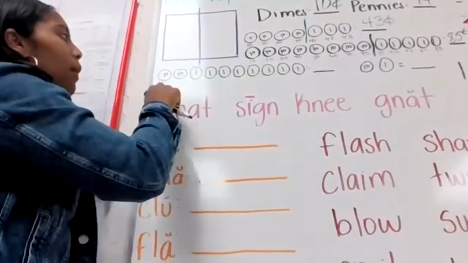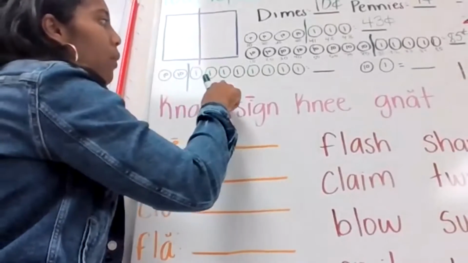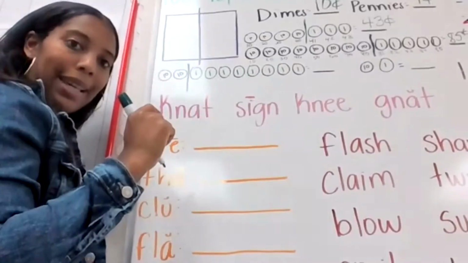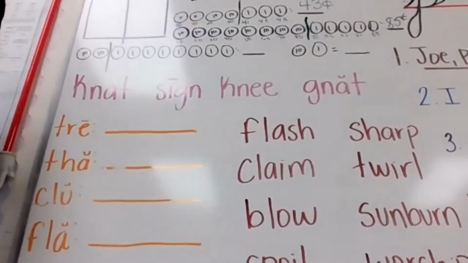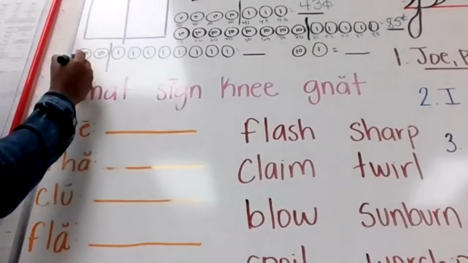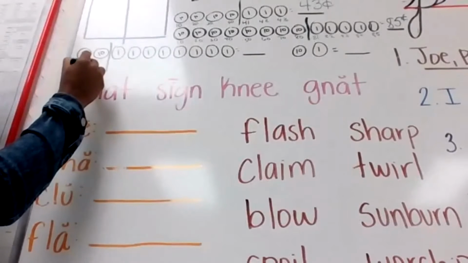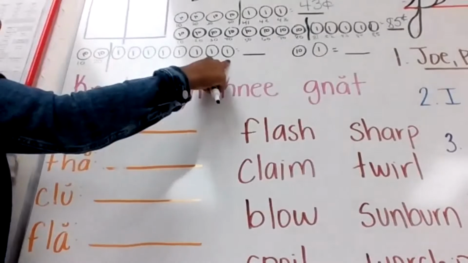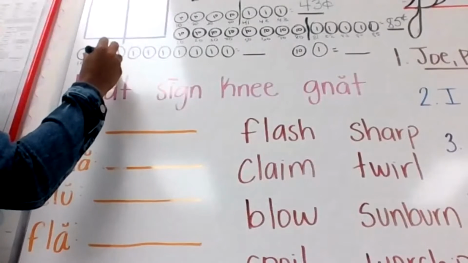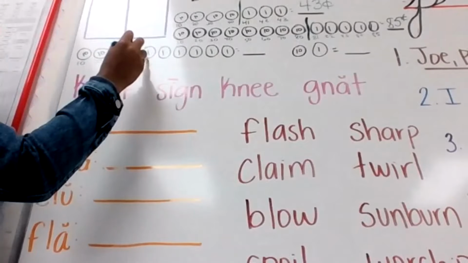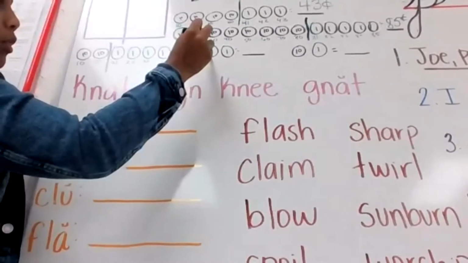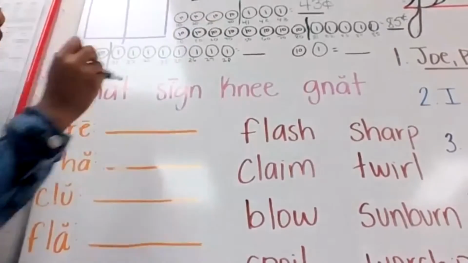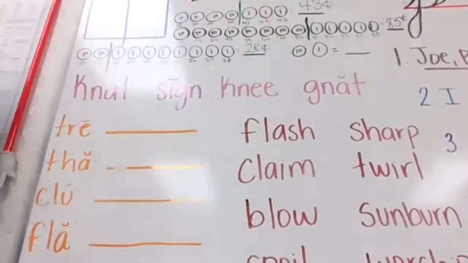Okay, let's keep moving. So now I have 2 dimes here and I have 8 pennies. 2 dimes, 8 pennies. So same exact thing. Let's start with our dimes. So I say 10, 20, stop, because now I'm going into pennies. So from 20, I say 21, 22, 23, 24, 25, 26, 27, 28. How much money? 28. Good.